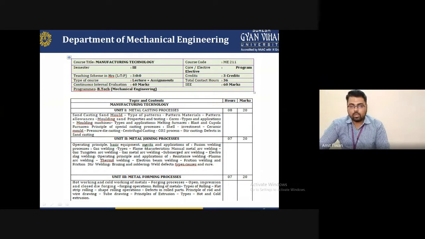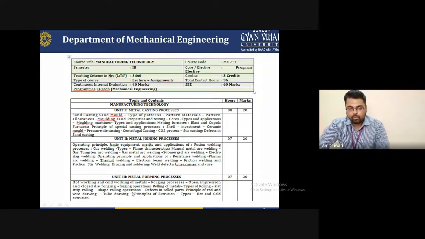In unit 2, the name is the metal joining process, in which we discuss metal joining processes based on the principle of fusion welding: gas welding, flame characterization, manual metal arc welding, gas tungsten arc welding, gas metal arc welding, submerged arc welding, electroslag welding, operation and principles of resistance welding, plasma arc welding, thermite welding, electron beam welding, friction welding, stud welding, and brazing, soldering, and welding defects, their causes and cures. These are the metal joining processes discussed in unit 2.